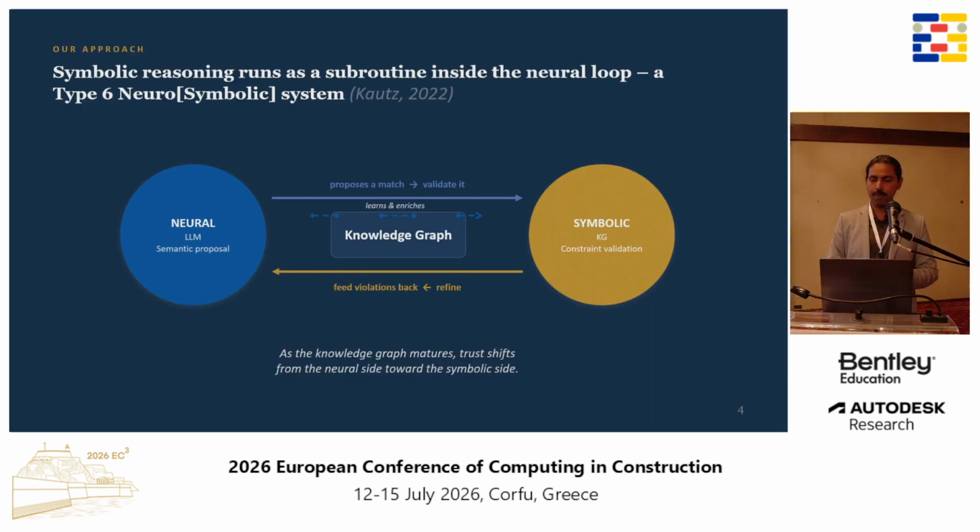So what we came up with is a symbolic reasoning subroutine, which works within the neural loop. At a broader level, in the neural loop, the LLM is working to propose what the person informally is referring to. And then there is a symbolic validation happening through a knowledge graph. But this is also a very simple system where you have two parts sequentially connected and then connecting back.